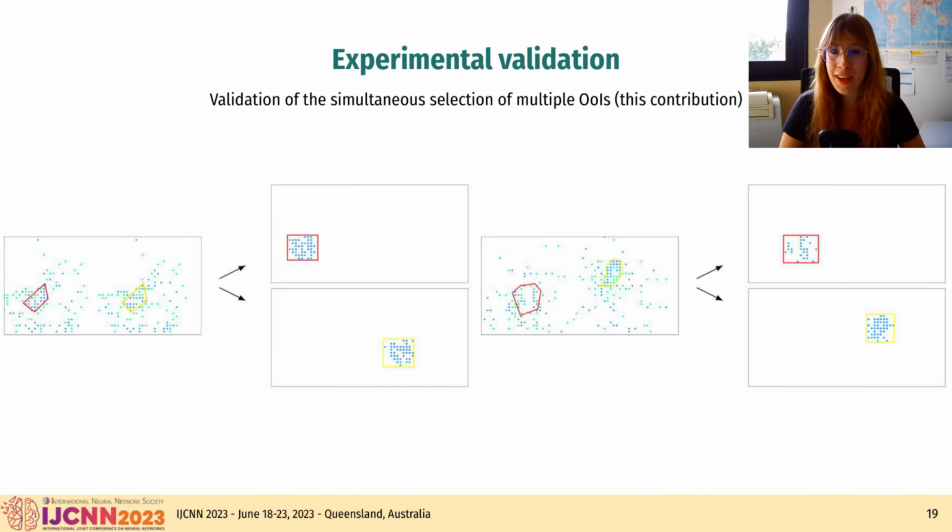If we take a look at our experimental validation for this model, we took once again the two samples that I presented you earlier. As you can see here, we managed on these two samples to identify simultaneously two objects of interest that are output by the model at the same time.